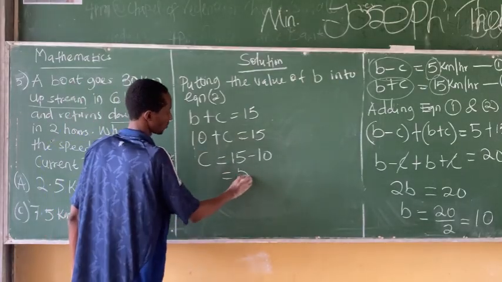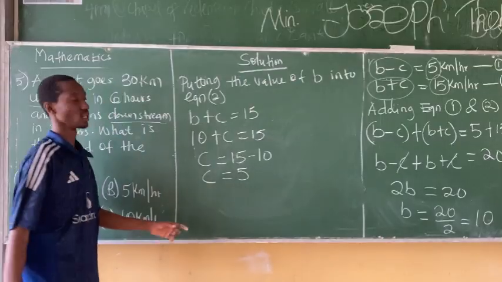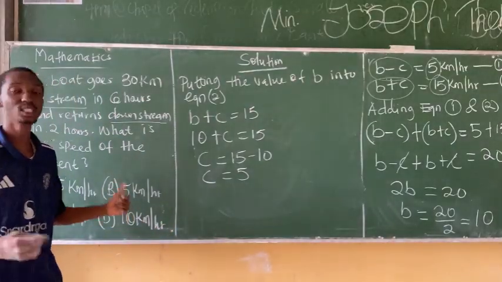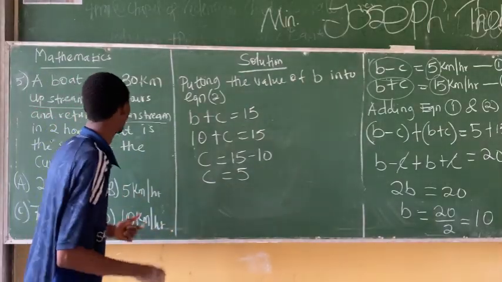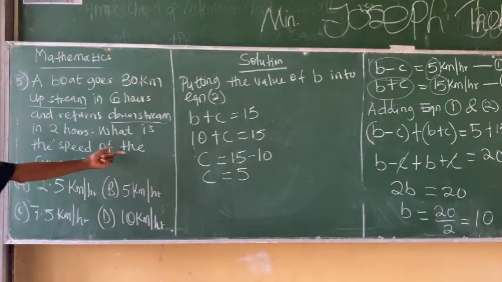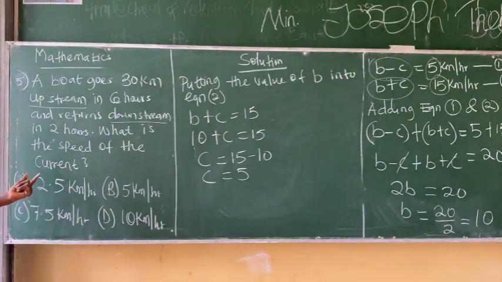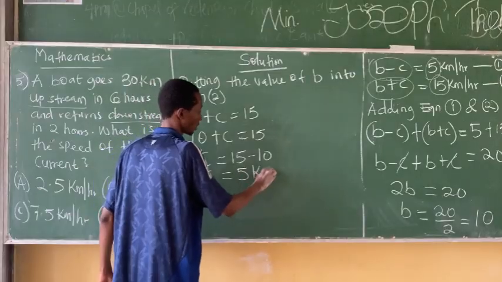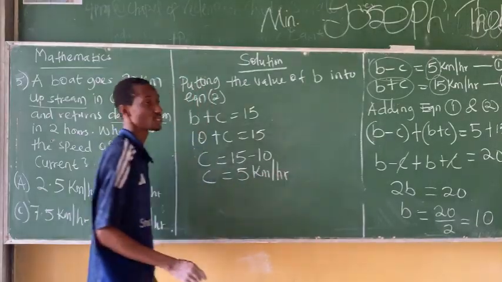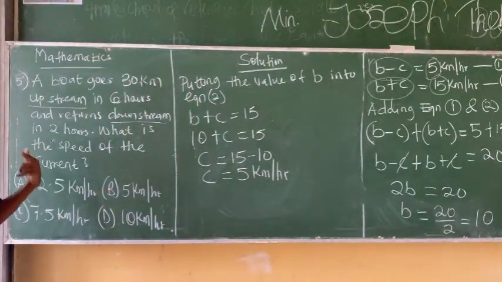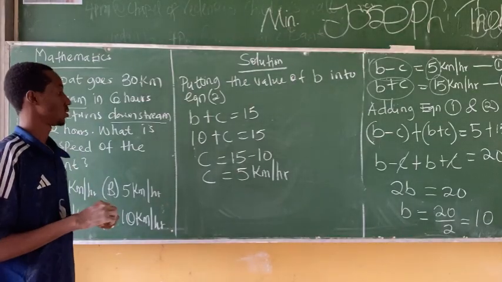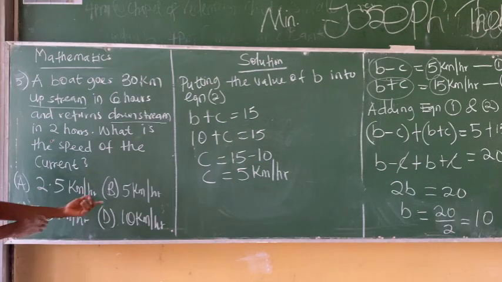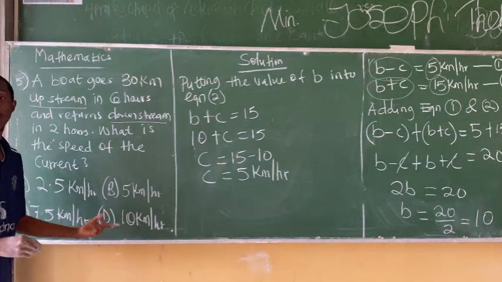We have 5. C here, don't forget, when we started, we said let C be the speed of the current. And the question says we should find the speed of the current. Therefore, the speed of the current is 5. The unit here is kilometers per hour. Don't forget, speed is distance over time. The distance is in kilometers and the time is in hours. So our correct option there is option B, 5 kilometers per hour.